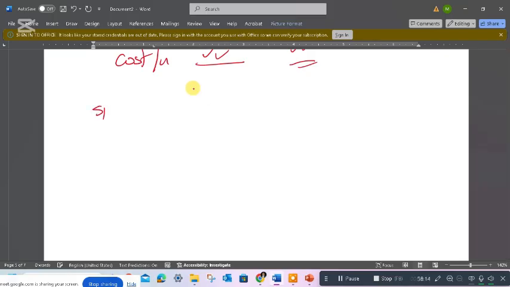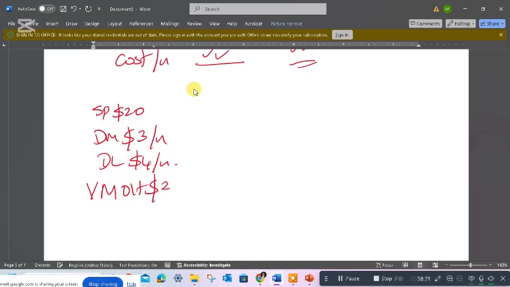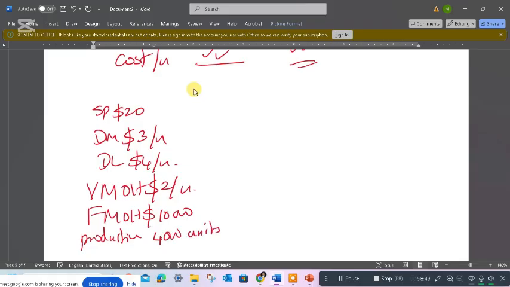Say selling price $20. Variable cost per unit: material $3. Labor $4. Variable manufacturing overhead $2. Fixed manufacturing overhead $10,000. Production 4,000 units. Sale 3,000 units.